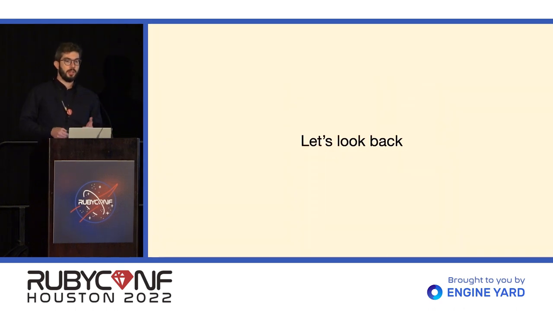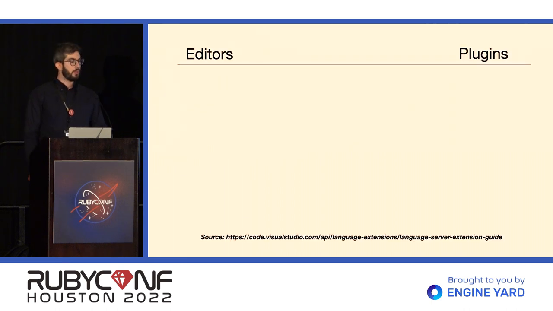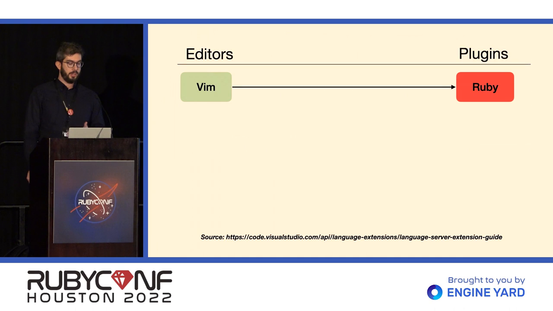So to understand language servers, we first got to take a look back at how language features were added to editors before they existed, so that we can appreciate the problem that they were trying to solve. And by language features, I mean stuff like formatting, go-to definition, autocomplete, that type of thing. So imagine you were a Vim user and you wanted to get those language features for Ruby inside of Vim. Well, in order to do that, you would need a Ruby plugin implementing those features for Vim.